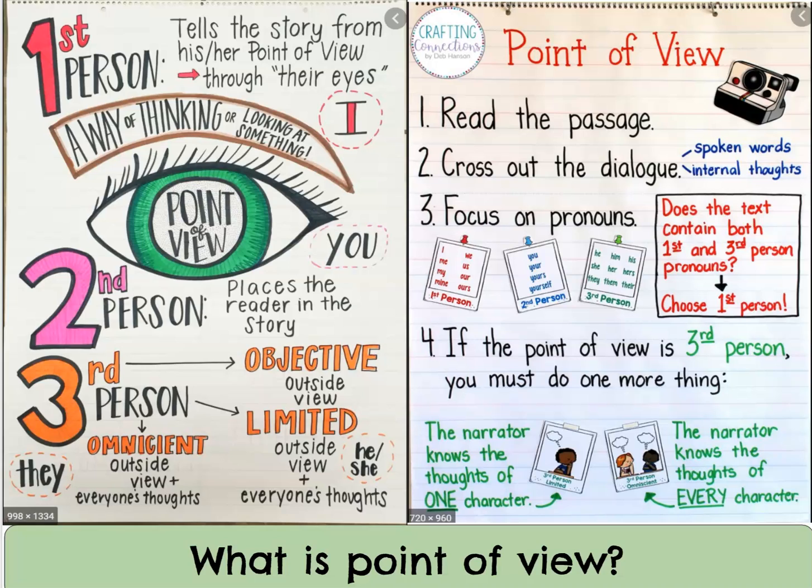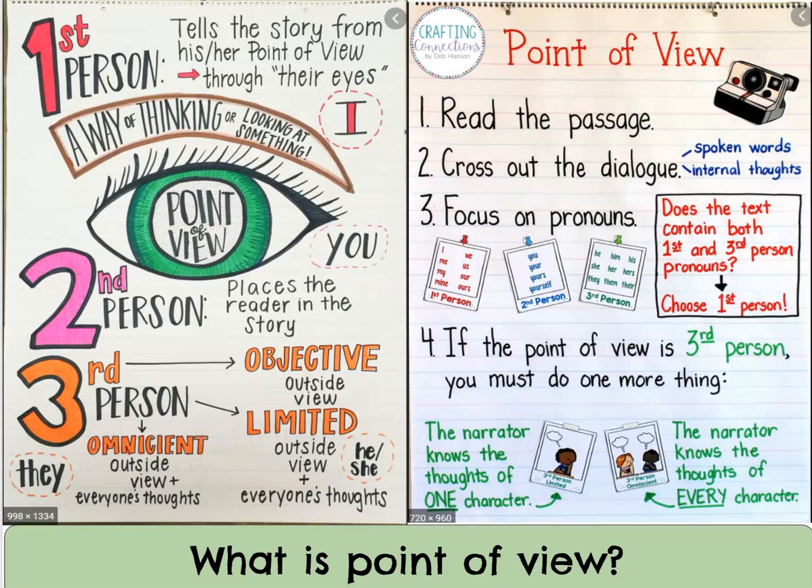We can have first person. First person is when the story is told from his or her point of view, through someone's eyes. We hear words like I and me or my in first person. Another way the author can narrate the story is second person, and this places the reader in the story, and you hear words like you.